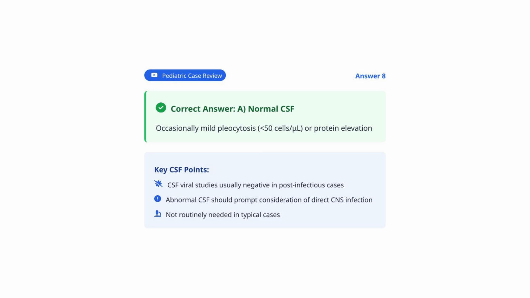Cerebrospinal fluid analysis is typically normal in post-infectious acute cerebellar ataxia. Some patients may show mild pleocytosis, usually less than 50 white blood cells per microliter, or slightly elevated protein. CSF viral studies are usually negative in post-infectious cases since the mechanism is immune-mediated rather than direct infection. Significantly abnormal CSF should prompt consideration of alternative diagnoses like meningoencephalitis.